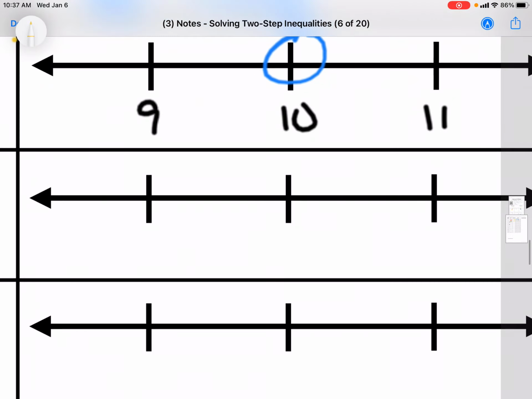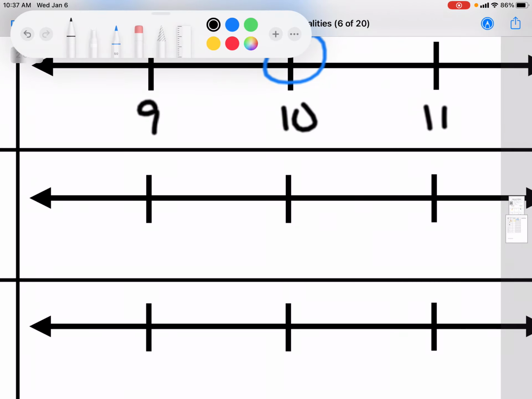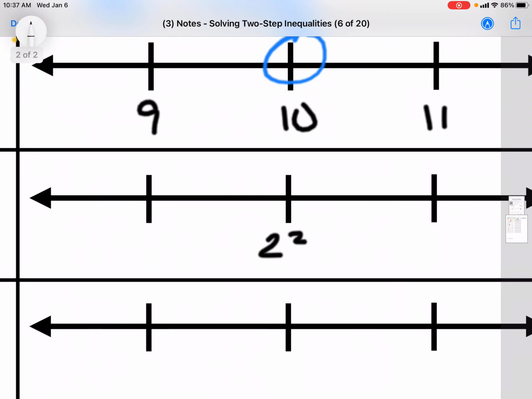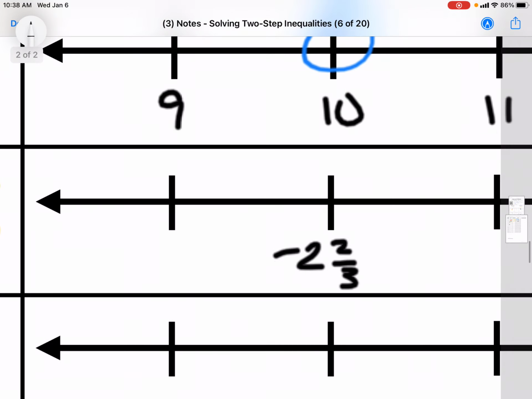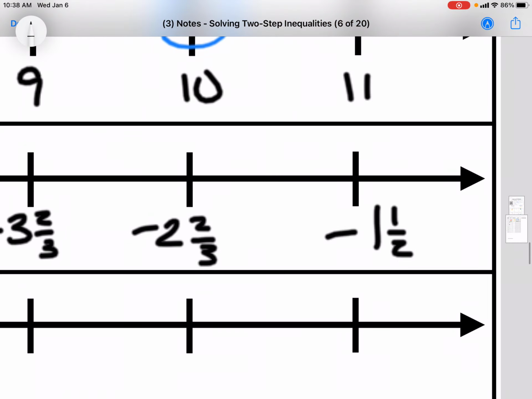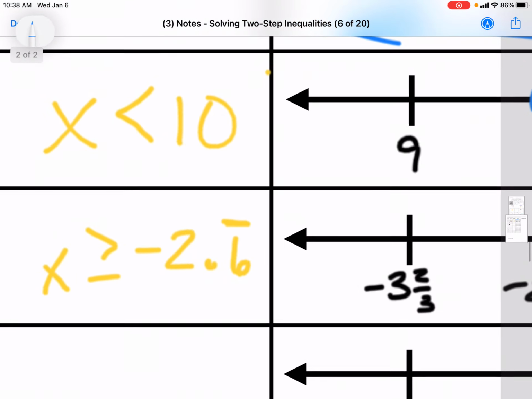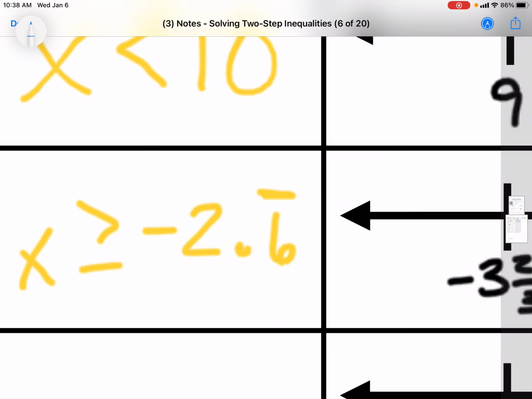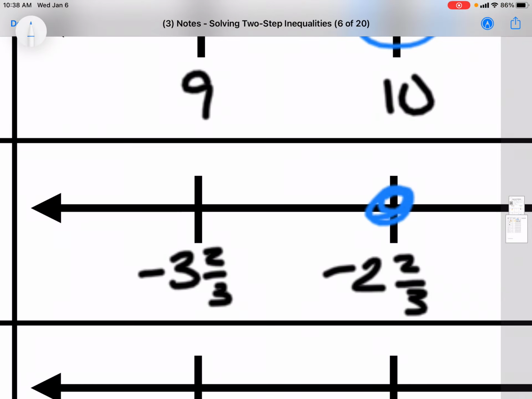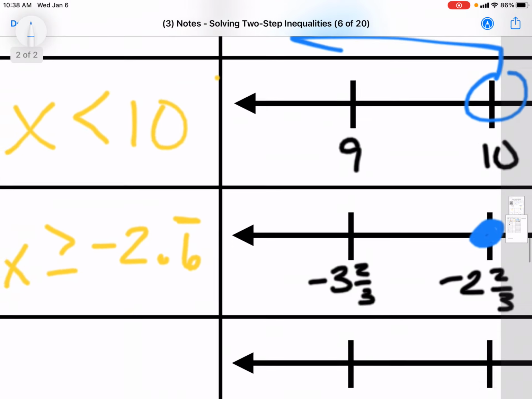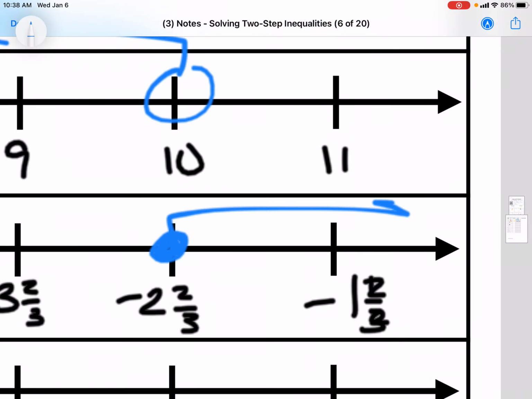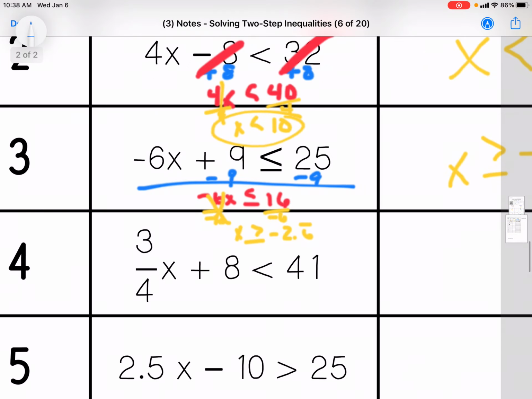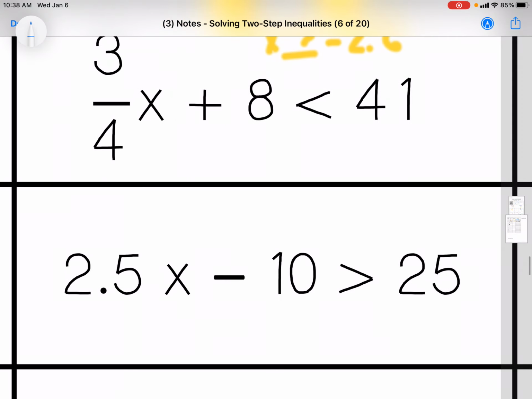So you come over here. You can put negative 2 and 2/3 because that's actually what it is. I think it's negative, ain't it? Yeah, negative. And then negative 3 and 2/3. And then negative 1 and 2/3. There you go. All right, go back. Your answer, it was a closed dot. Why? Because it has the equal sign underneath it. Closed dot. There you go. And x is greater than goes to the right. Okay. Next problem.